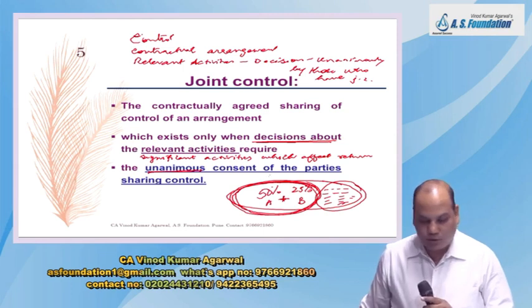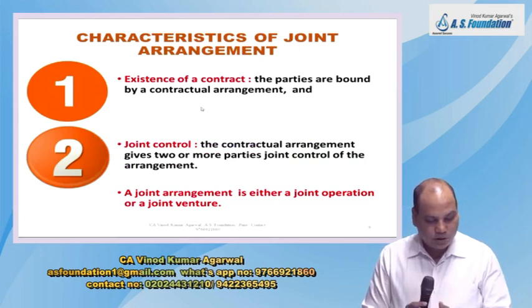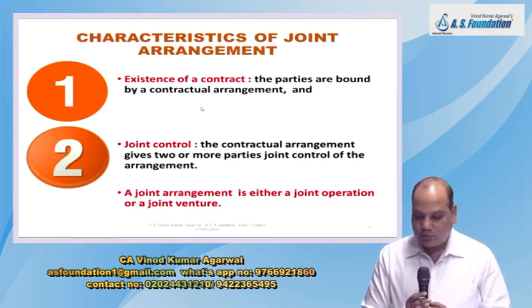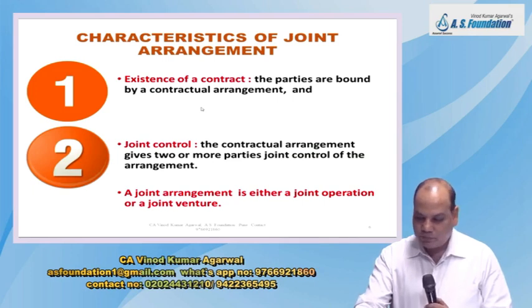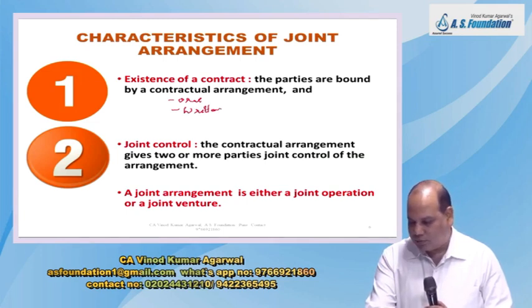Okay, welcome to IFRS 11. So what are the characteristics of a joint arrangement? First, there must be the existence of a contract. What kind of contract? Oral or written? A contract can be oral. A contract can be written. Okay, in some cases, a contract can be implied also.